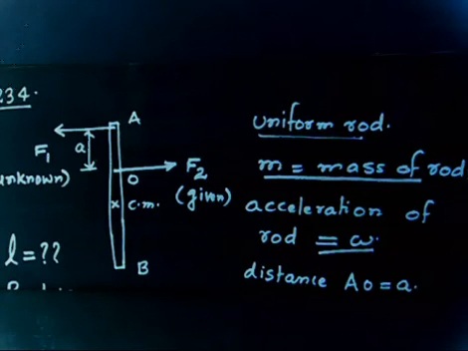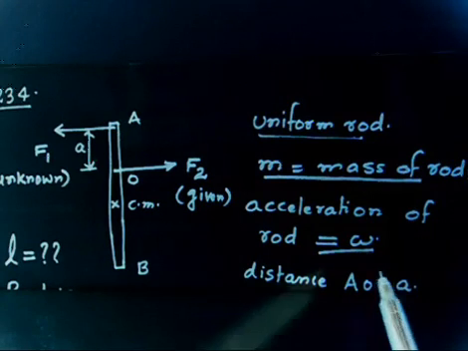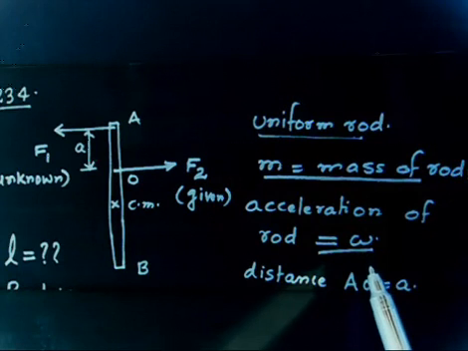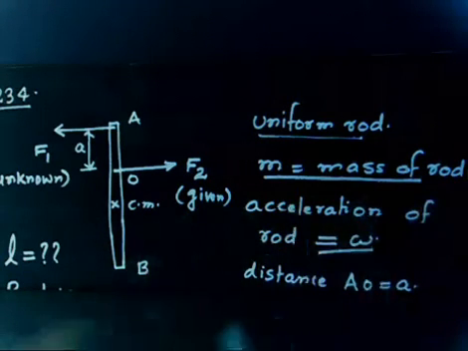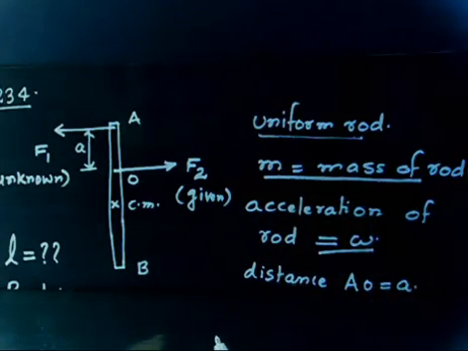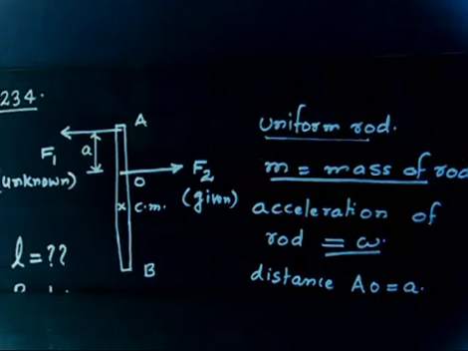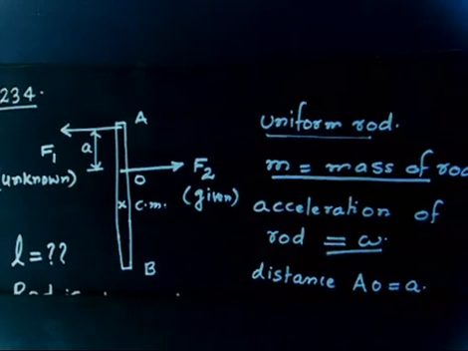Basically he uses W, so let us assume W is the acceleration of rod. Rod is uniform, mass of rod is m, distance AO is A. What we have to find is the length of rod. And it says the rod does not rotate. It simply translates. So one more piece of information is given: rod only translates, it does not rotate.